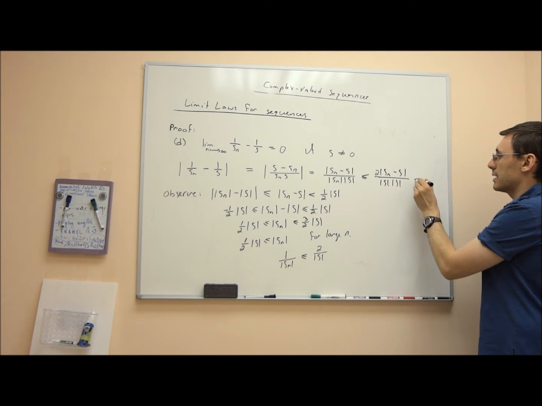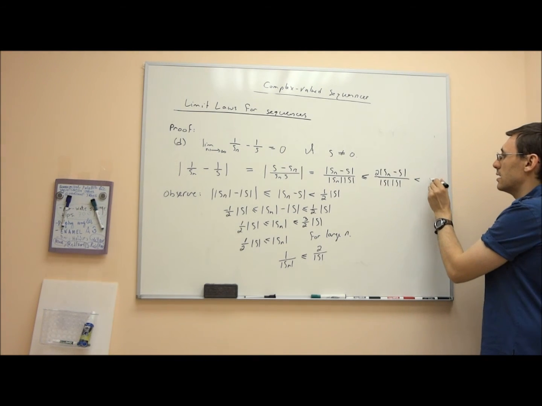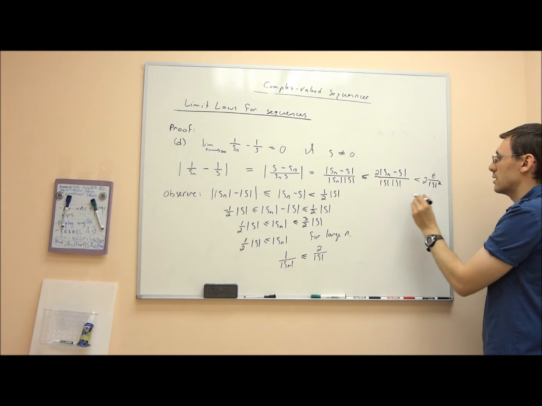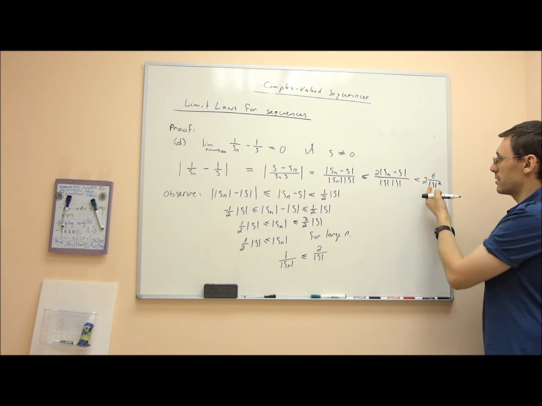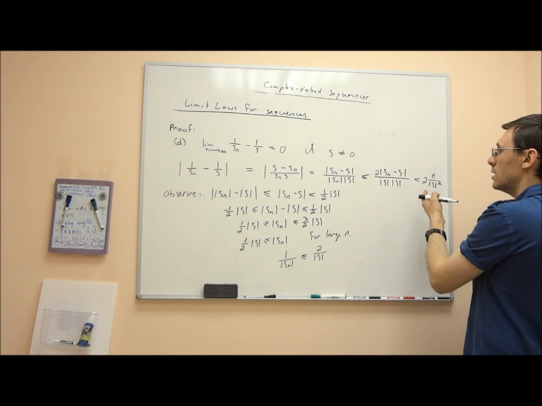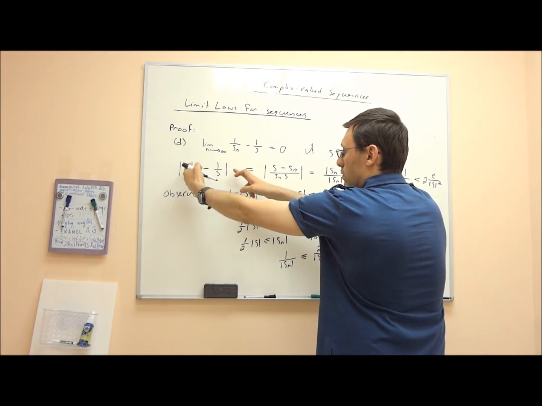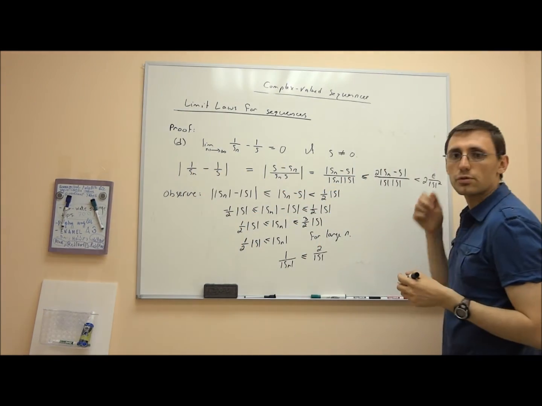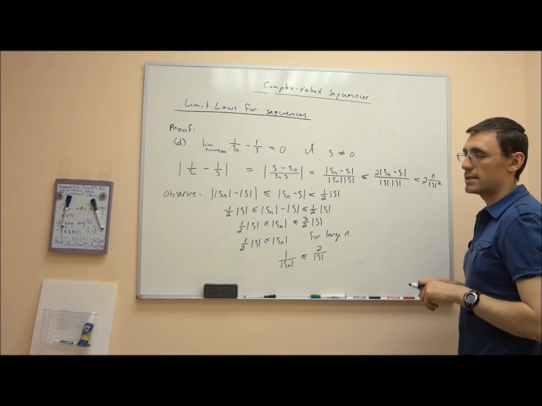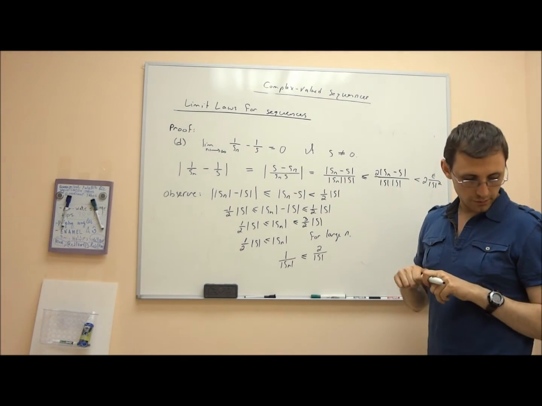And this number then can be made less than 2 times epsilon divided by S squared, which is an arbitrarily small number. So since this is arbitrarily small, this implies that this thing in the absolute value is arbitrarily small and therefore goes to 0. So that completes the proof of part D of this theorem.